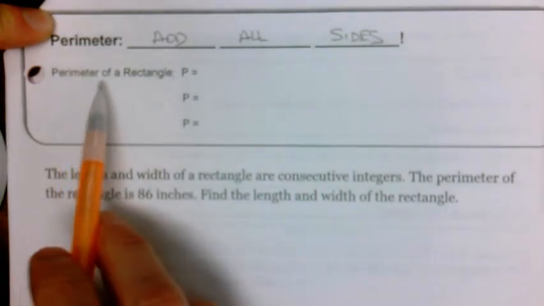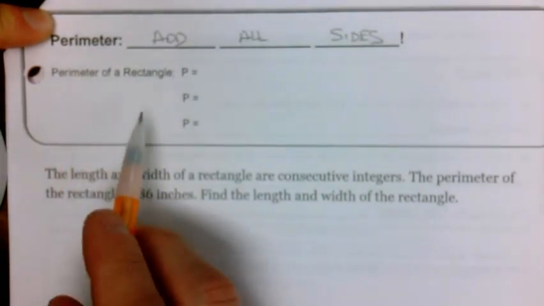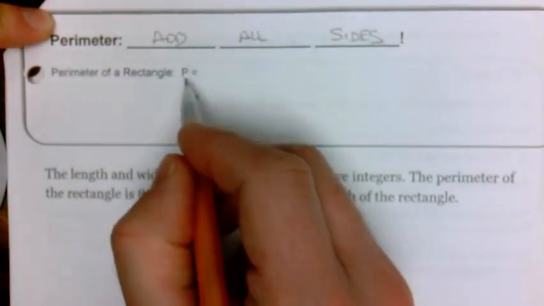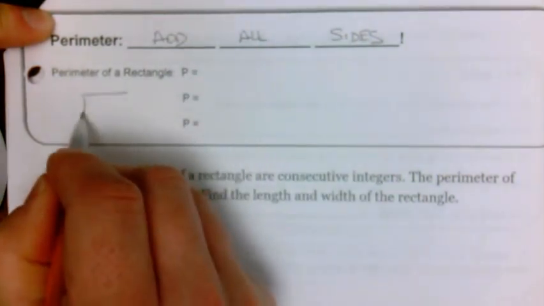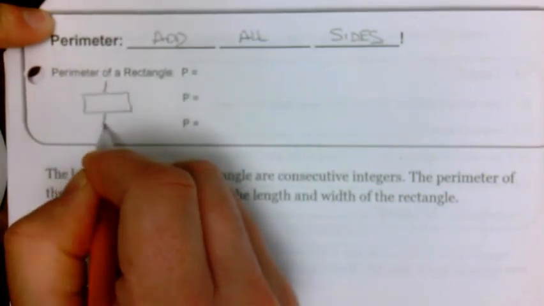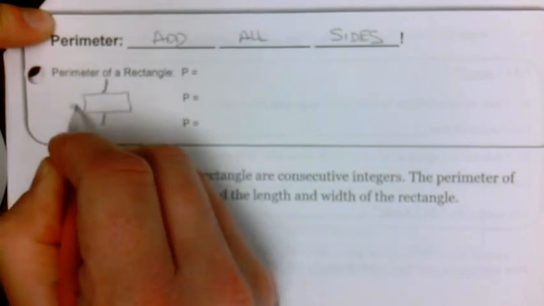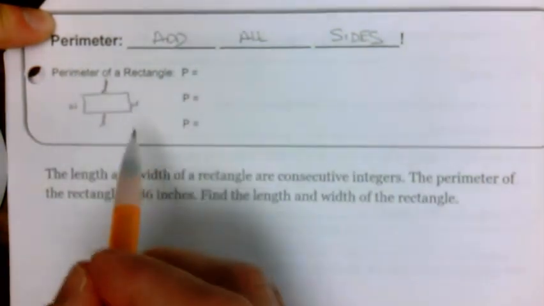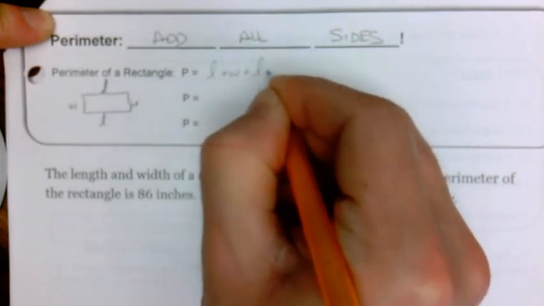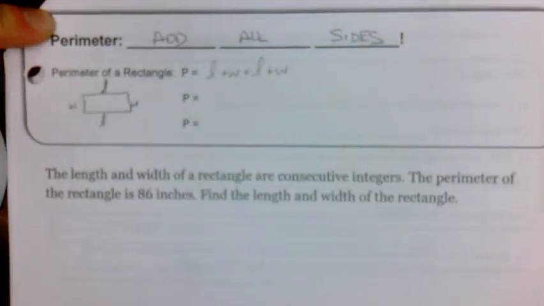Now, if you are working with a rectangle, remember that rectangles have special perimeter equations. All right, on a rectangle, so a rectangle looks something like this. Okay, you can have a length L, and you can have a width W. So one thing, if I just add them all together, I could have length plus length plus width plus width. That's one perimeter equation for a rectangle.